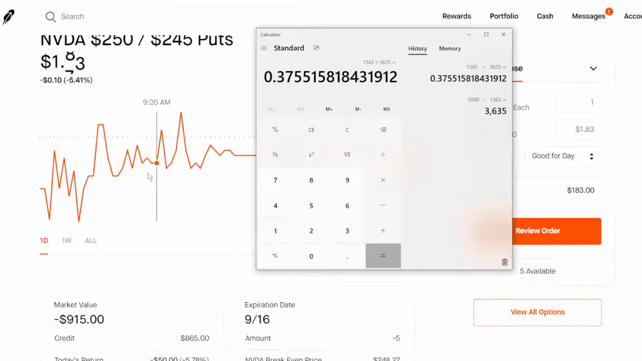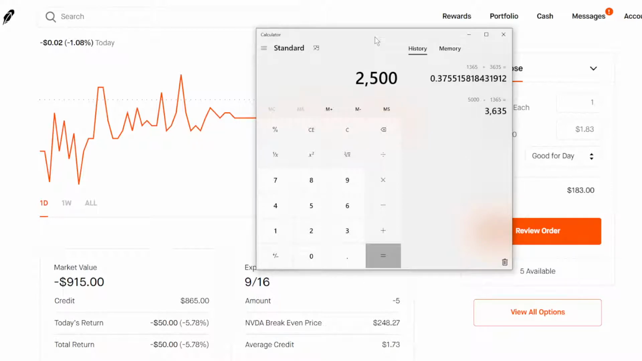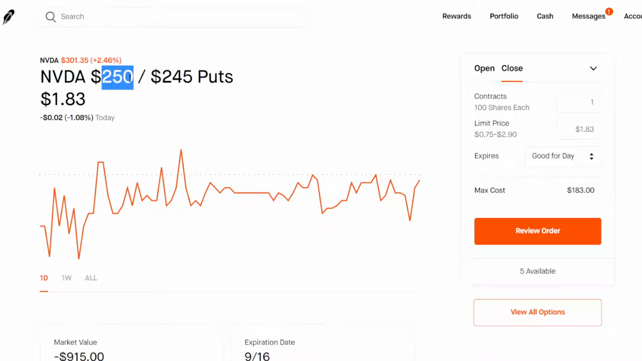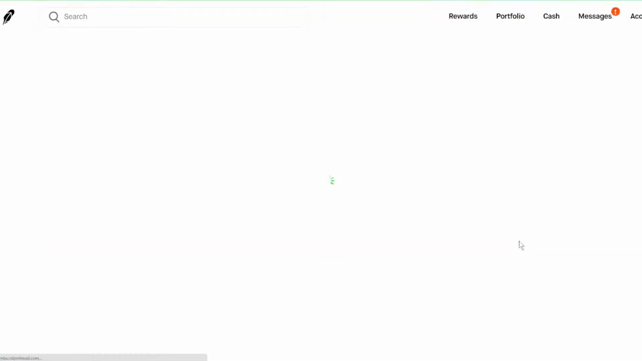And our profit and loss is going to be pretty good on this. So our collateral is going to be $500. So it's going to be $2,500 because we opened five of these. And then we received credit of $175 each. So it's going to be $175 times 5. We received $865 credit, as you can see here. And then we subtract it from $2,500 minus $865. $865 divided by $1,635, and it's going to be a 53% return if NVIDIA stays above $250 by expiration. So pretty safe strikes, pretty good return. I like this trade.